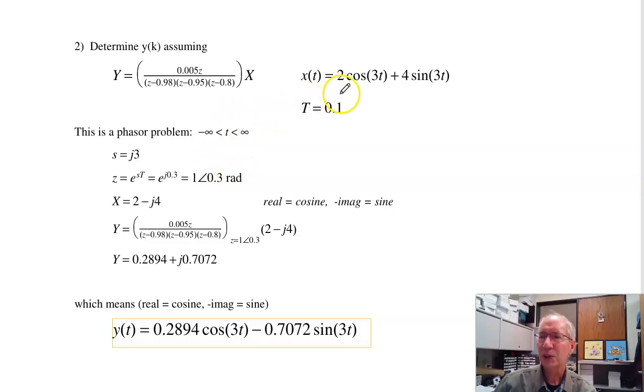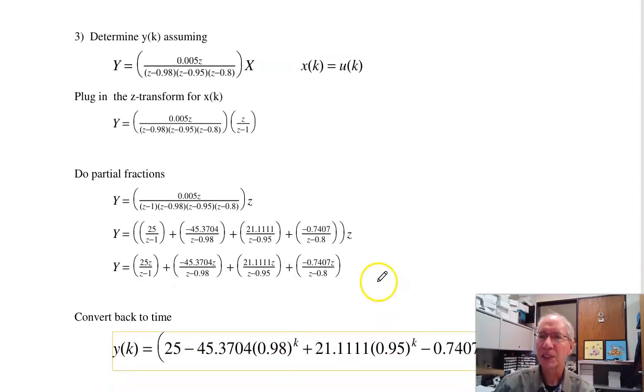X is 2 minus j4. In phasors, real part's cosine, minus j is sine. So plug it in. Plug in z up here, plug in x, multiply it all out, and get a complex number. What that means is the real part's cosine, minus j is sine.